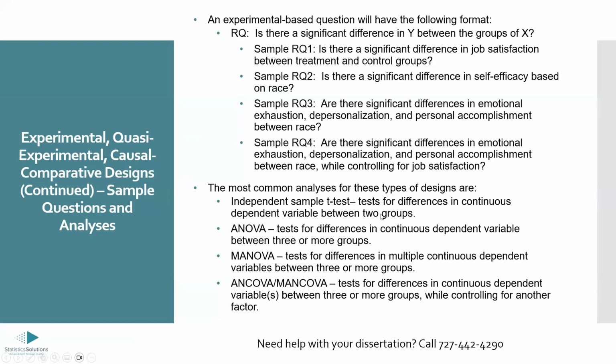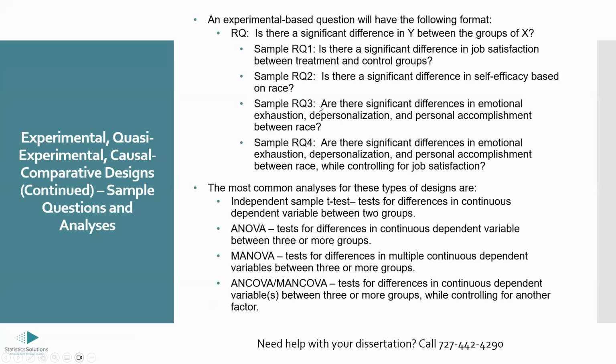And if you're only comparing 2 groups, males and females or treatment and control groups, you can run an independent sample t-test. So that would apply to research question 1 up here: is there a significant difference in job satisfaction, that's your dependent variable, between 2 groups? So you can do an independent sample t-test when you only have 2 groups. If you have 3 or more groups to compare, then you can run an ANOVA, that's an analysis of variance. So that would apply to question 2 here: is there a significant difference in self-efficacy based on race? Assuming race has 3 or more possibilities, then you can run an ANOVA.